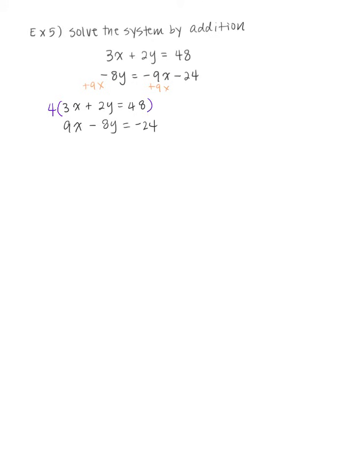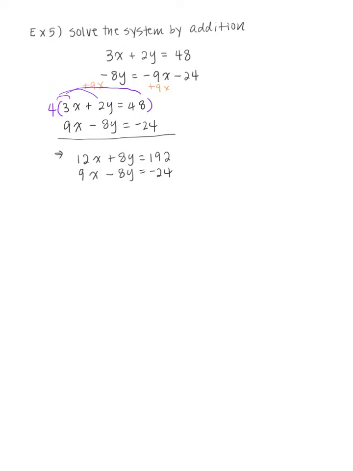All right. So now let me try to write down the new system. I'm going to distribute this 4 to each term now. So then here you're going to get 12x plus 8y equals 192. And then just copy and paste the second equation. So you got 9x minus 8y equals negative 24.